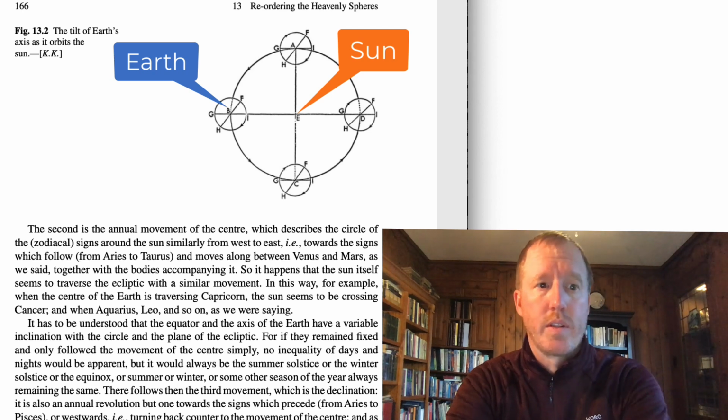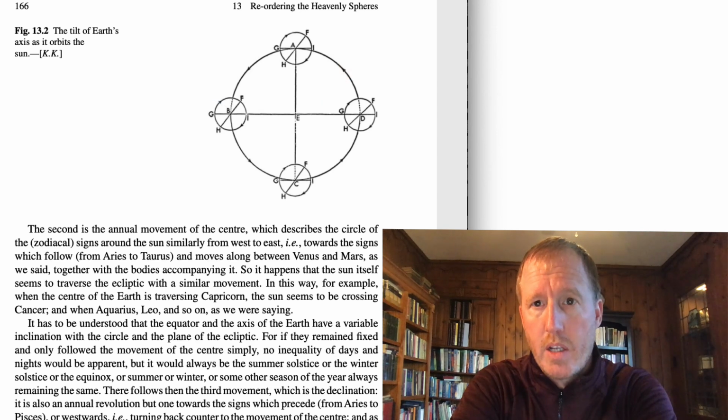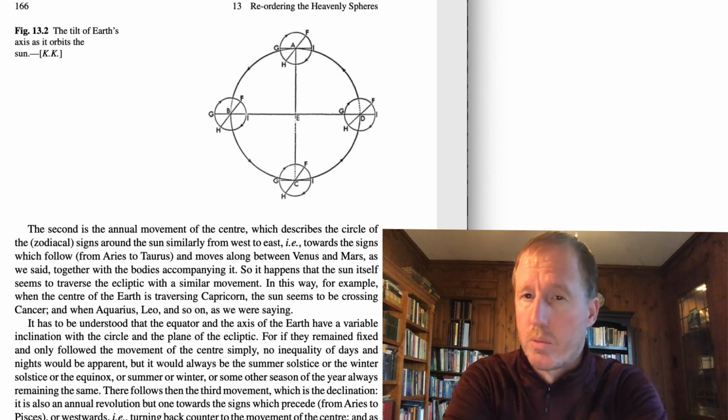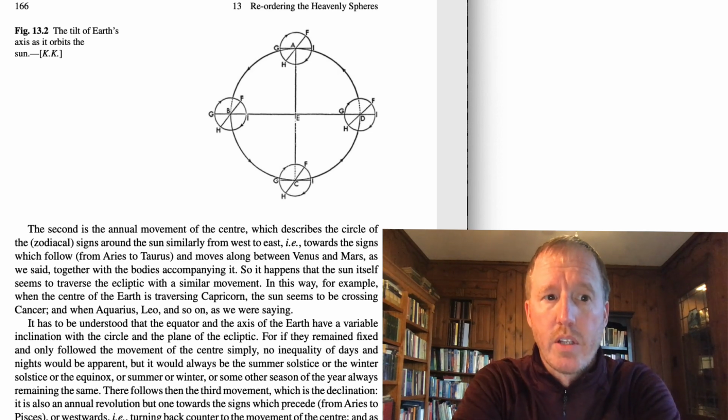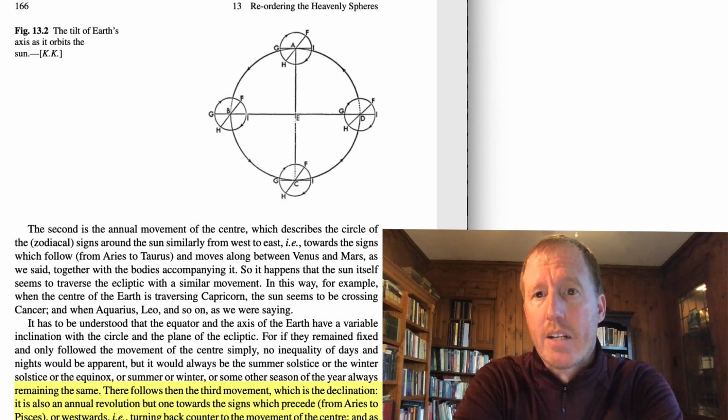The third movement is the one that I found most perplexing when I first read about it, until I understood what he was trying to get at. So I'll mention what it is, and then I'll come back and explain this in more detail shortly. He said the third movement is the motion of the axis of the Earth as it moves contrary to the direction the Earth is going around the sun.